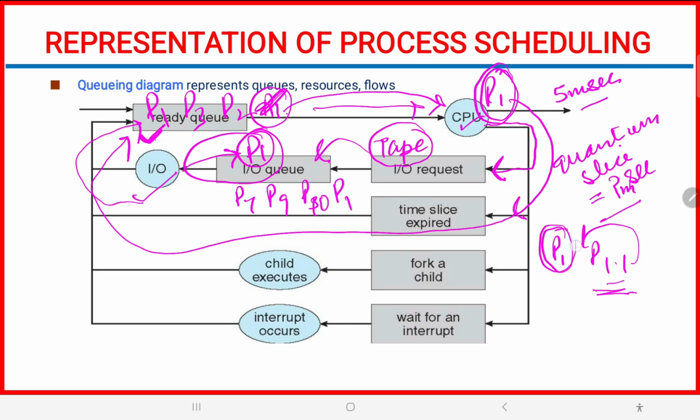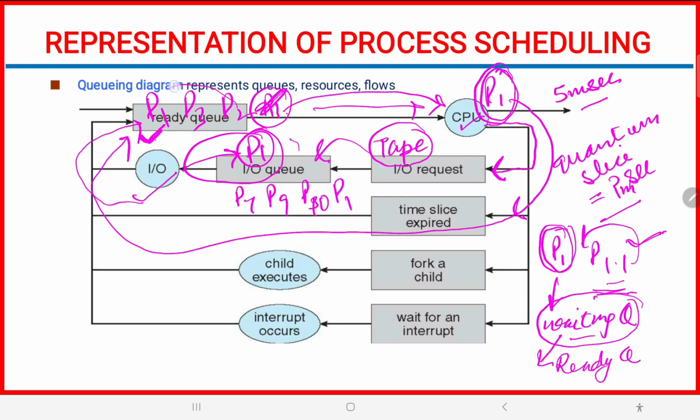So P1 straightaway moves on to the waiting queue, and it stays over there in the waiting queue till the time P1.1 completes its execution. Once P1.1 completes its execution and is terminated, then P1, which was waiting in this waiting queue, is shifted on to the ready queue, where it waits for the allocation of CPU. It is now basically in this queue where it waits for its turn for CPU, and this time, in case it completes its job, it can move on to the termination state.